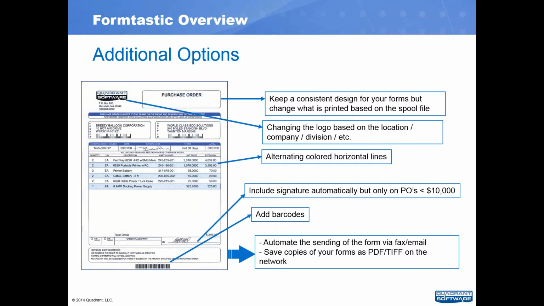Some additional features that Formtastic supports. We've gone over a few of these already, but there's a few more I think you'll find interesting. You can set up conditional rules to change images based on location, company, division, or any other spool file data. You can set it up to automatically include a signature, but only have that signature occur when certain conditions are true. Maybe your purchasing manager wants to manually review and sign every purchase order over a certain dollar amount. Well, with Formtastic, you can do that.